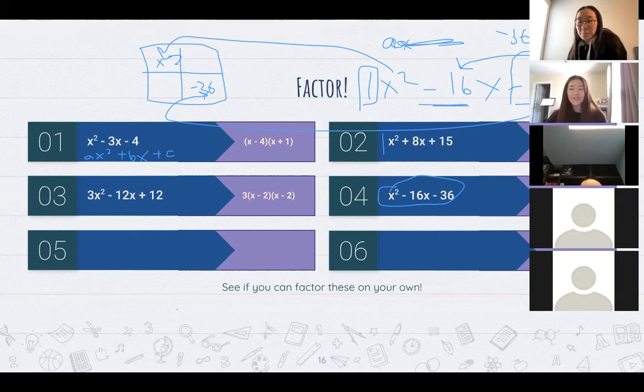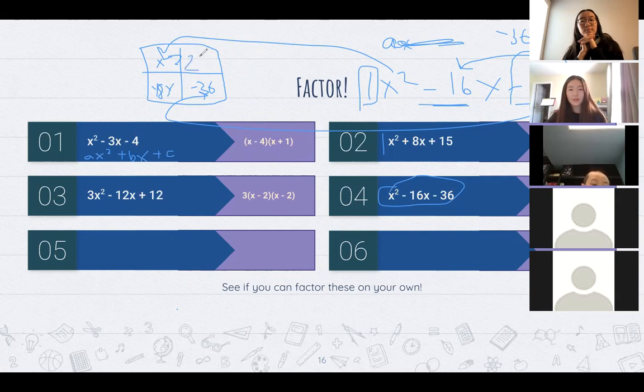Does everybody agree or does anyone have a different opinion? I pretty much agree. You agree? I also agree, because negative 18 times 2 is negative 36. Negative 18 plus 2 is negative 16. So good job. So now we're going to put one of them down here and the other one up here.